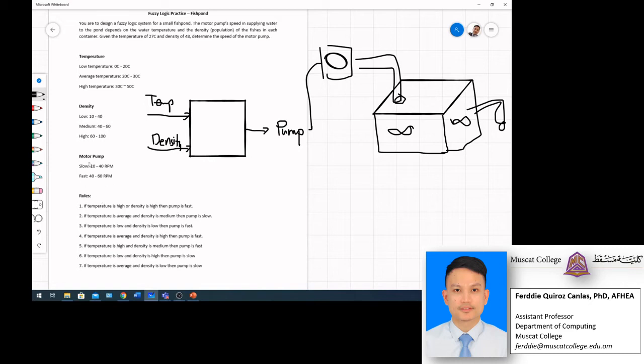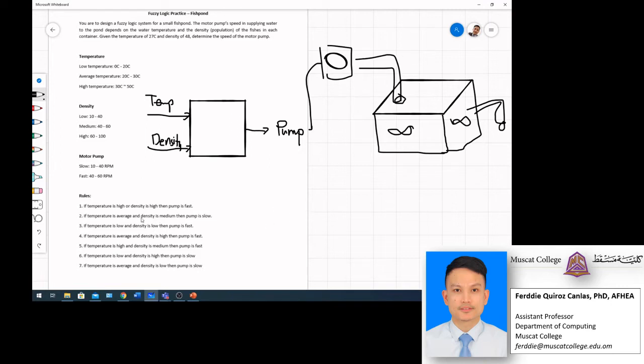So the motor pump, meaning the amount of time it is pumping water, is measured in RPM. RPM means revolutions per minute, so it keeps on pumping water by revolving. The motor pump is said to be slow if it performs 10 to 40 RPM, meaning the rounds of the pump here. Of course, the amount of water being supplied by the pump depends on the RPM, right? So the higher the revolutions per minute, the more water it will supply. It is said to be fast if the revolutions per minute range from 40 to 60. So this is the situation here.